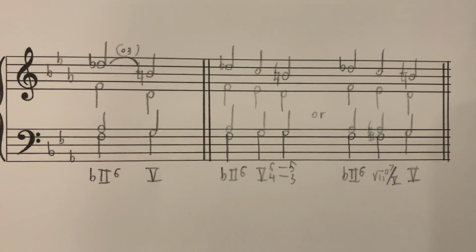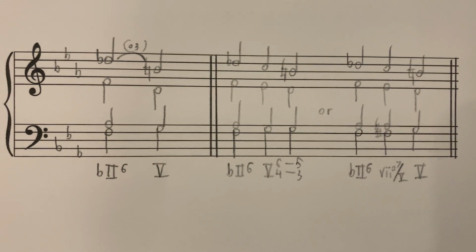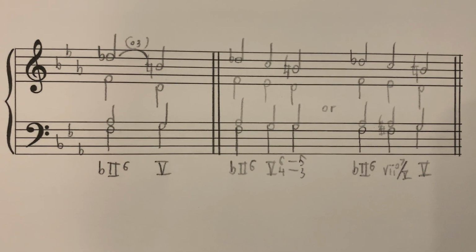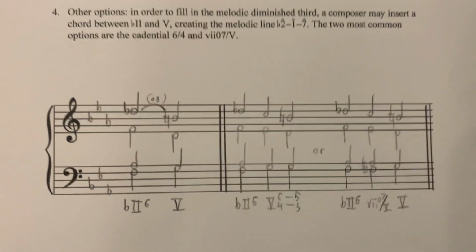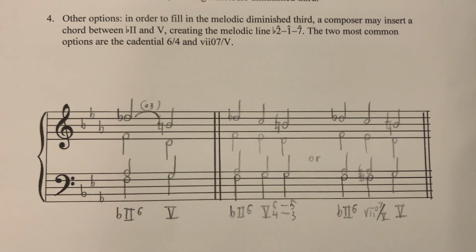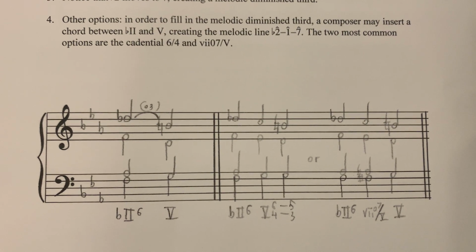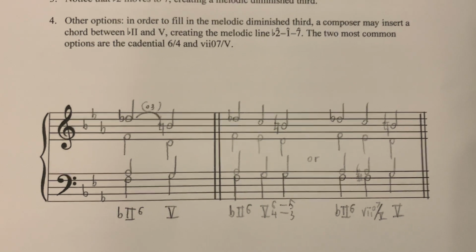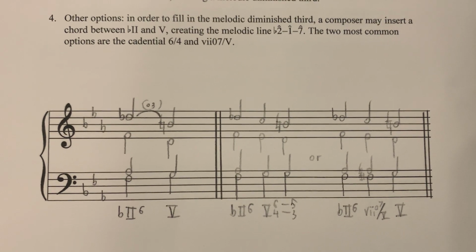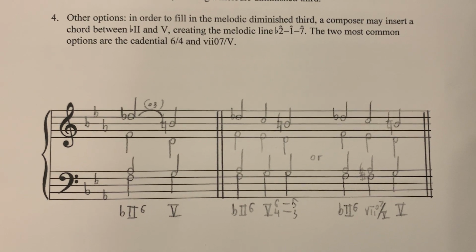You'll find that's actually pretty easy to sing. Kind of chromatically encircles the tonic, Ra to Ti. But let's say you want to fill that in. You can create the melodic line. This is number 4. You can create the melodic line flat 2, 1, 7. So scale degree 1 kind of passes in between scale degree flat 2 and scale degree 7.